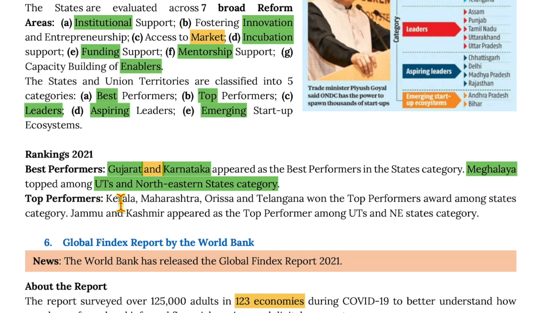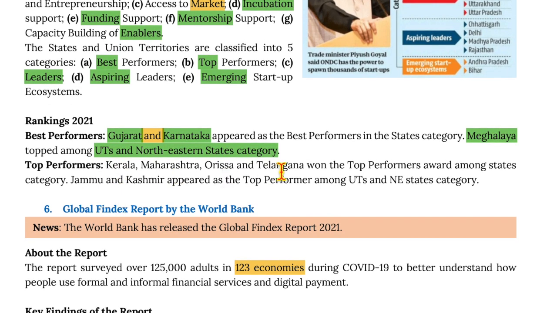The top performers were Kerala, Maharashtra, Odisha, Telangana, and Jammu and Kashmir, which appeared as top performers among union territories and the northeast state category.